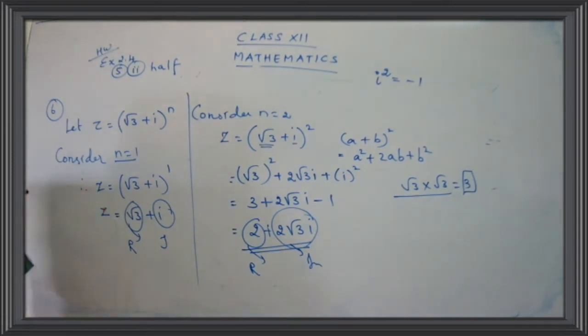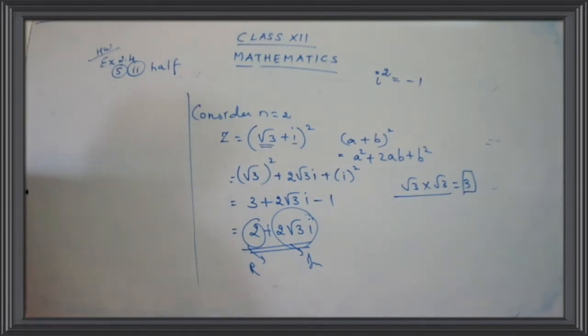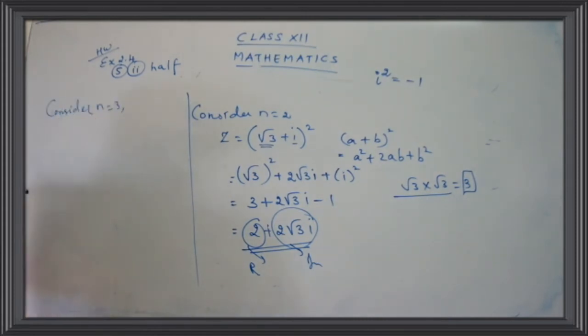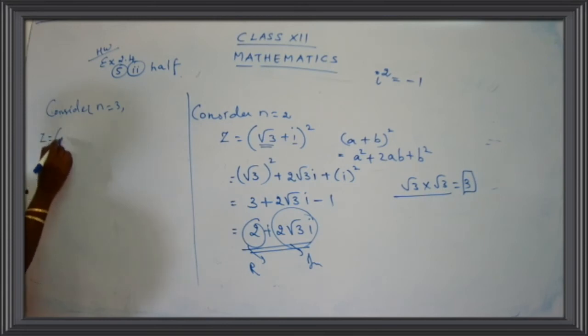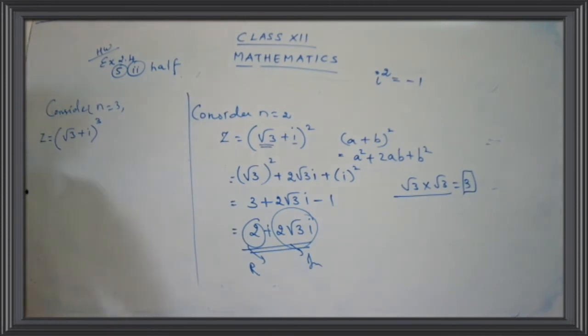Let us check for n is equal to 3. Consider n is equal to 3. So what are we going to do now? We are going to consider the next number because we have not arrived at the solution. So what do you get here? z is equal to root 3 plus i the whole cube. That's all. Now what you do here, children? We are not going to apply a plus b the whole cube. Here we are going to use a direct method.